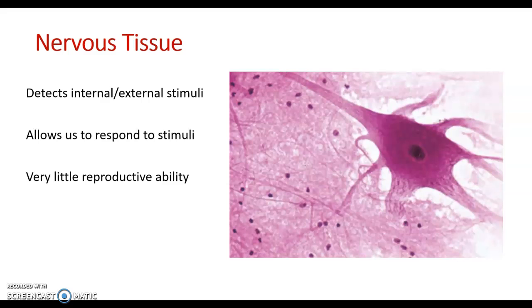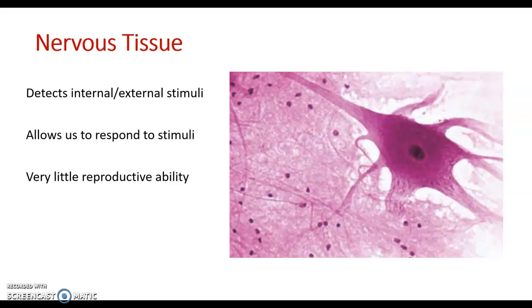The second cell type in nervous tissue are the neuroglia, and there are far more of these than there are neurons, and they surround each of the neurons. So in nervous tissue, you'll find the neurons and then all of the surrounding neuroglia.